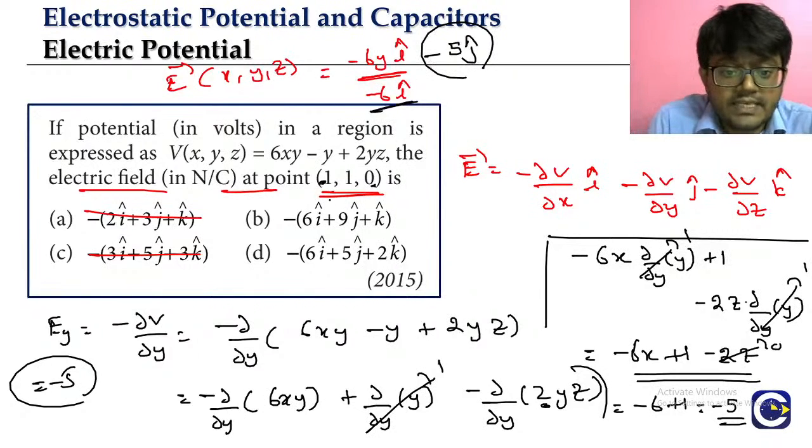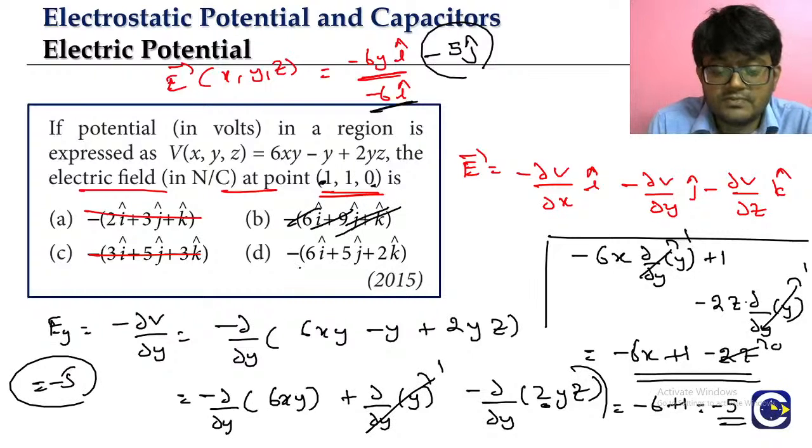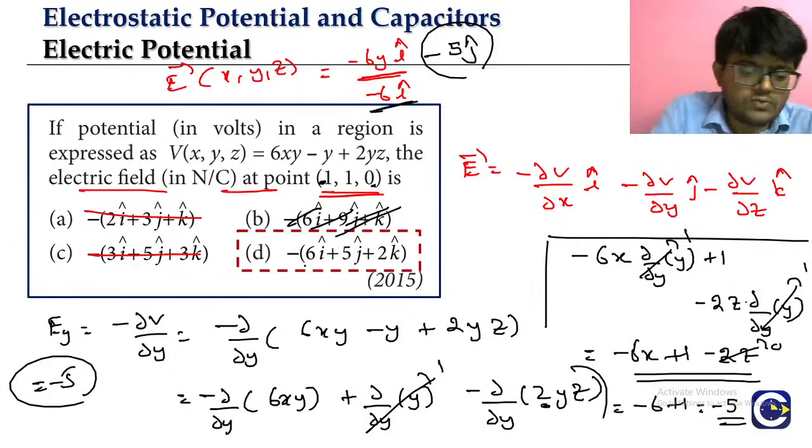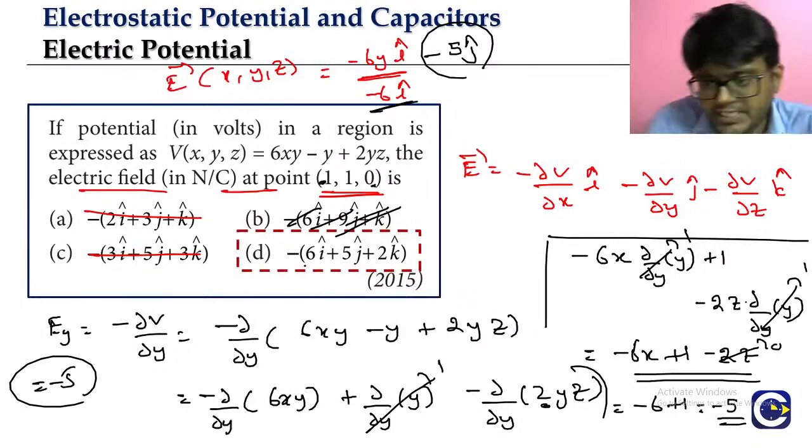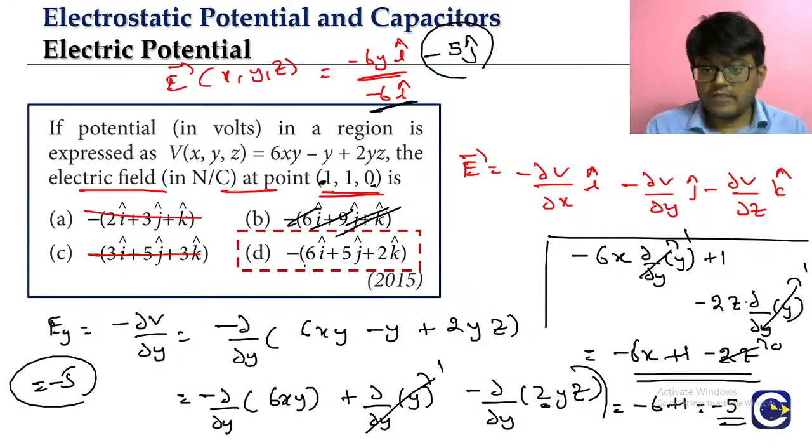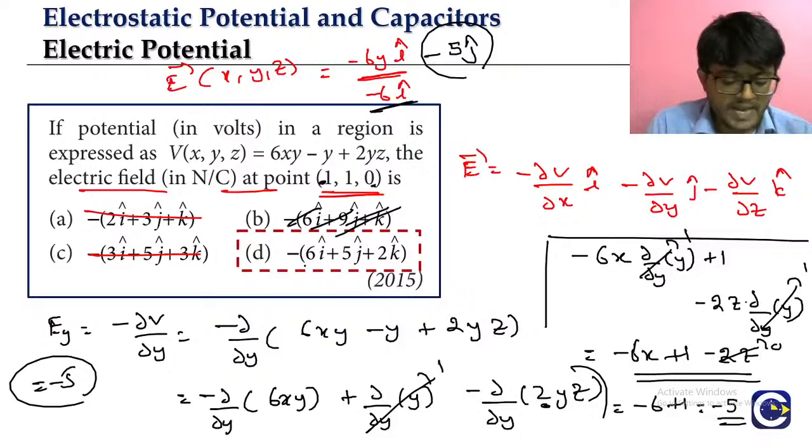We are able to conclude the answer from now, right? It cannot be option B. Why? Because the x component is minus 6, and the y component is minus 5 only in our option D. So which means the correct answer will be option D. We could check the third component also. We didn't check it, because we are doing the practice session, so we can just try the other one also.